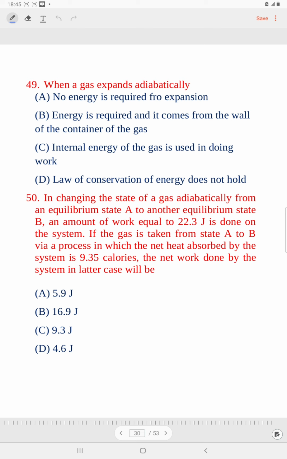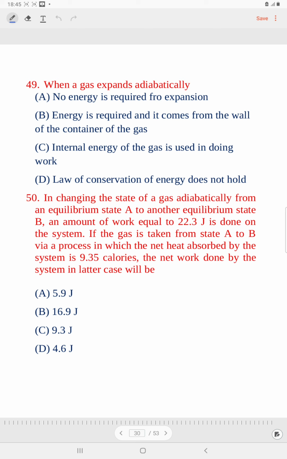See, generally what happens in the case of an adiabatic process, no heat is supplied and no heat is given out. No heat enters the system, no heat leaves the system. And when the gas expands adiabatically, the amount of internal energy there is going to decrease during the adiabatic process.